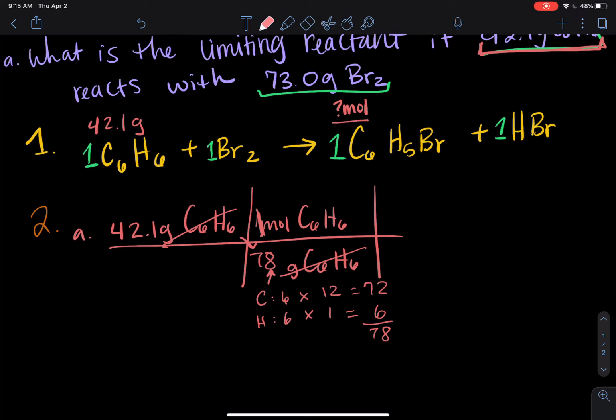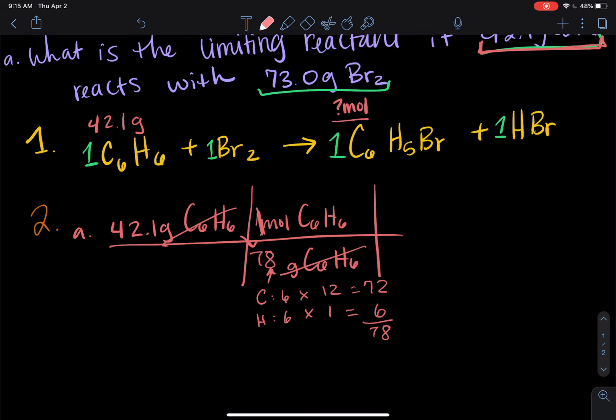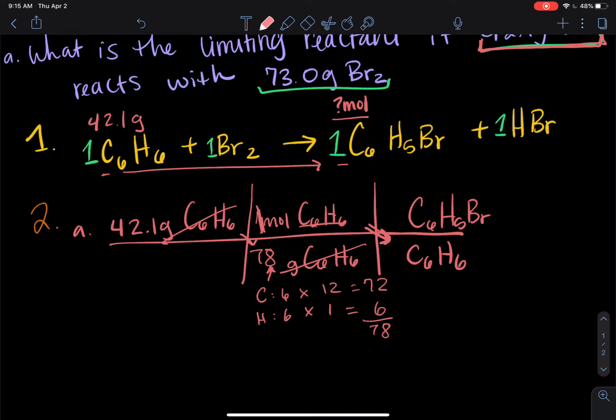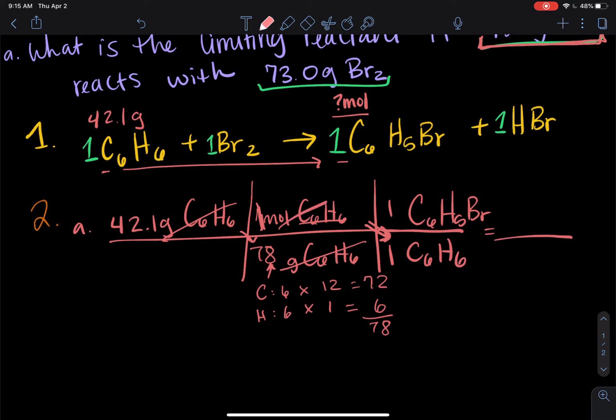Since I'm in mole of my given, I can use this reaction to get to mole of my goal, okay? So I'm just going to use those coefficients. I'm going to put the C6H6 on bottom because it's on top right here, so I'm just going to move it to the bottom. And I'm going to put C6H5Br on top. And remember, when we get to moles, we can use the chemical equation, and we just put those coefficients. And so that gets rid of mole of C6H6, and now I'm in mole of C6H5Br. I know y'all are tired of me saying that.